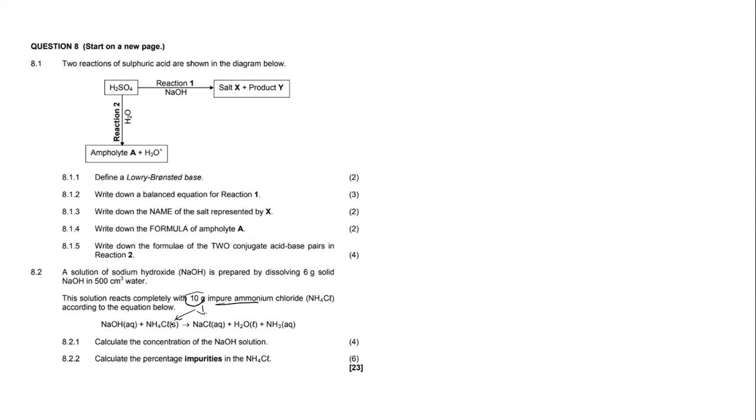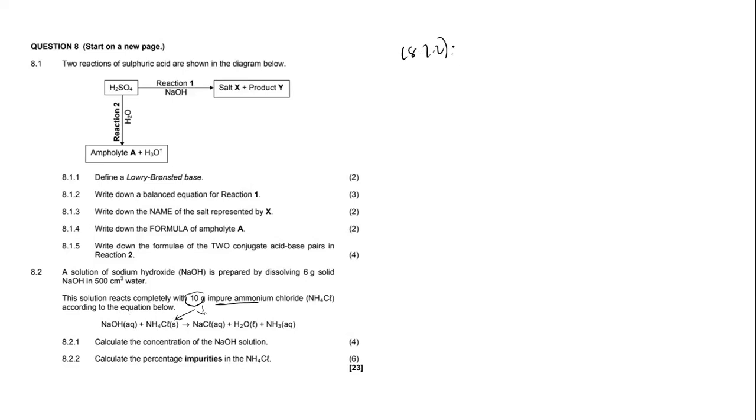So now this is what we're going to do. We're going to determine the exact pure mass of NH4Cl that is going to react with sodium hydroxide according to this equation. And remember, sodium hydroxide completely reacts, meaning it is your limiting reagent. So from this equation, let's determine the number of moles of sodium hydroxide.